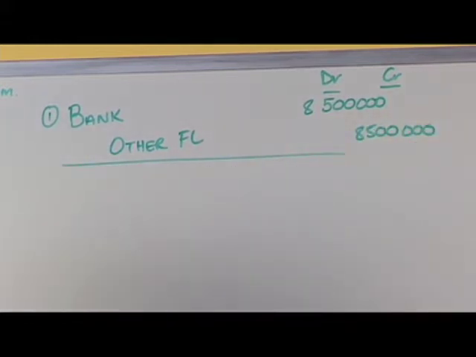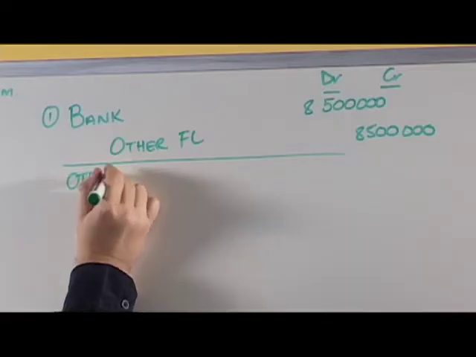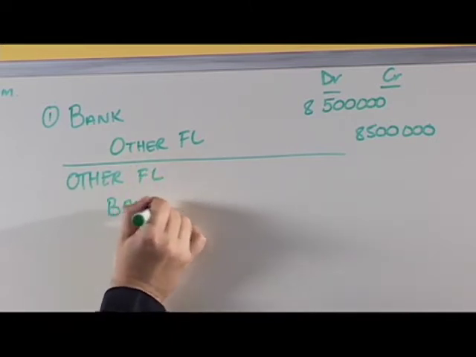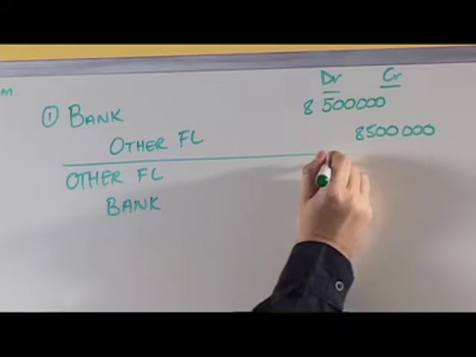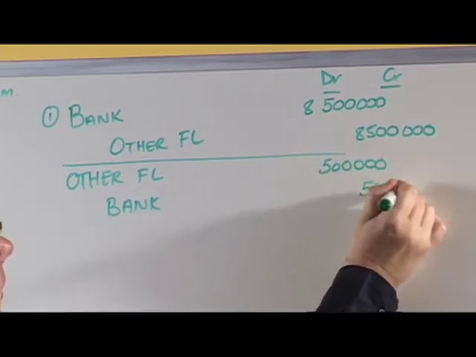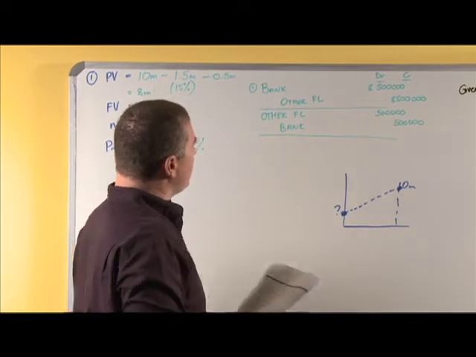Likewise, unfortunately, I had to pay some costs to get that. So I'll debit other financial liabilities and credit bank. Remember, we're not expensing those costs. So that's 500,000. Hence the reason why I get 8 million present value. So that's all fine and well.